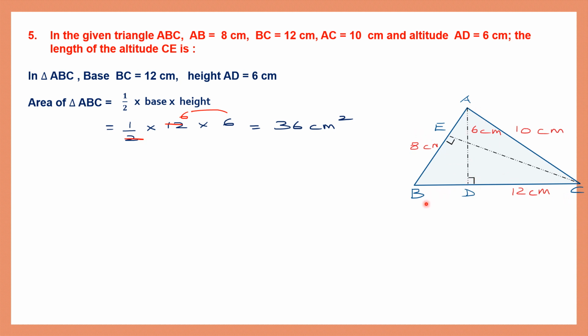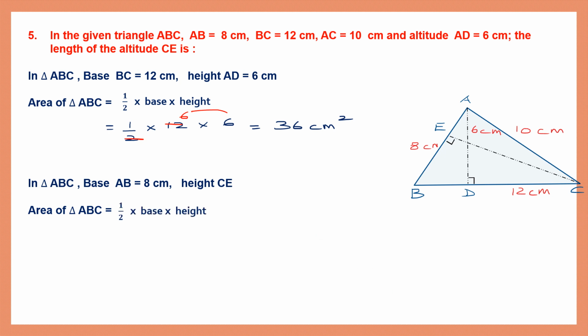Now we are again going to find the area of this triangle, which we already know, but with the base AB and the height CE. So again we're going to take triangle ABC. This time base is AB and the height is CE, which we don't know. AB we know, and we also know the area. So let's find the area of the triangle this time with different base and different height. So half base into height.